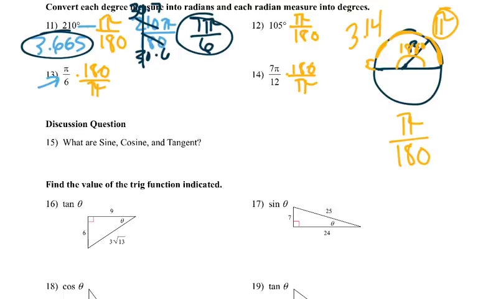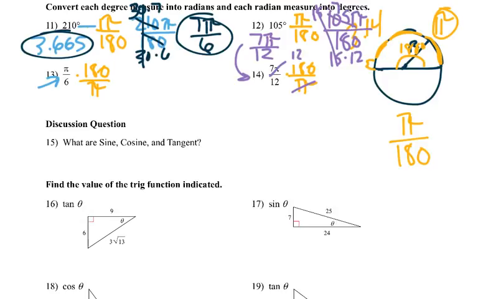Okay, so number 12, we get 105 pi times 180. 105 is like 15 times 7. 180 is 15 times 12. So the 15s cancel, and we are left with 7 pi over 12. If we did it backwards, okay, 7 pi over 12 times 180 over pi. The pi's would cancel. 180 is like 12 times 15, so the 12s would cancel. We'd be left times 15. 7 times 15, which is 105 degrees.